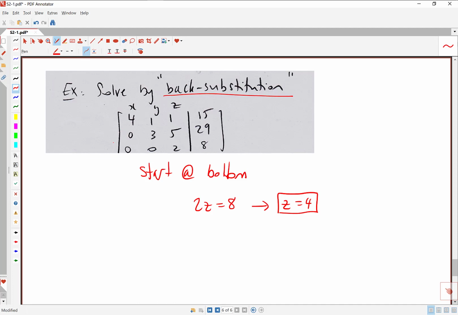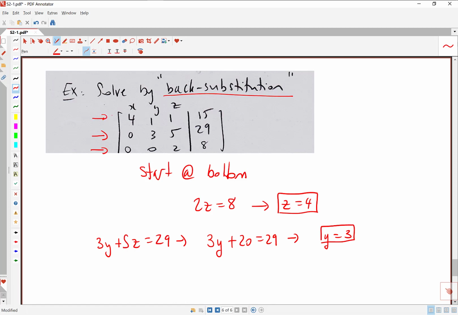And then what we're going to do is just sequentially work our way up the matrix. So now look at the middle row. That says 3y plus 5z equals 29, but we know the value of z. So plug in your known value. You can say 3y plus 20 equals 29, and then you're able to solve. So that reduces to 3y equals 9. In other words, y equals 3.